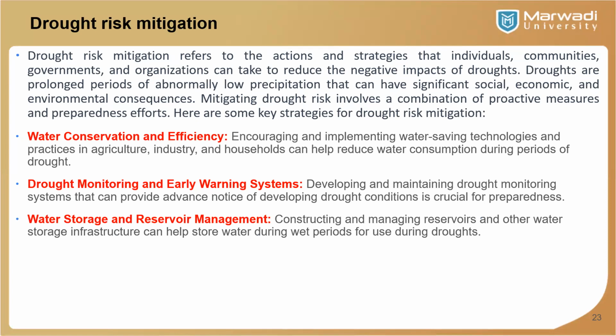Next point is water storage and reservoir management. Constructing and managing reservoirs and other water storage infrastructure can help store water during wet periods for use during droughts. To cope with the demand for water during drought, we should have storage infrastructure and reservoirs so that rainfall during the wet period or monsoon can be saved effectively and used during drought periods.